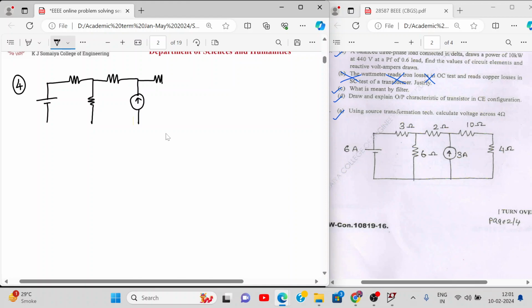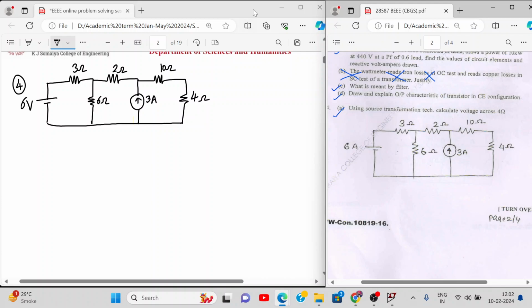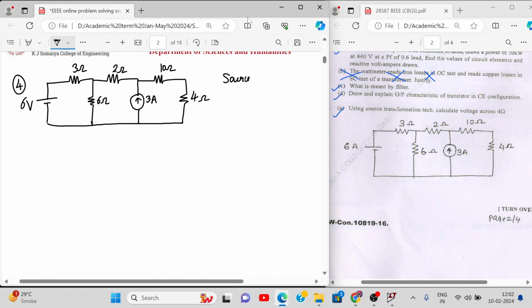This is 4 ohm, 10, 3 amperes, 2 ohm, 3 ohm, 6 ohm, and this is, they have written 6 ampere, but this is 6 volt. This is wrong over here. This should be 6 volt. Okay, so how do we proceed? Anyone? We have to use source transformation. So what I will change and what I cannot change.